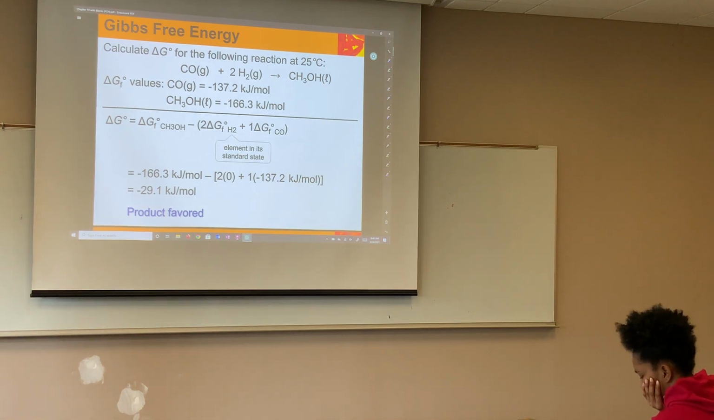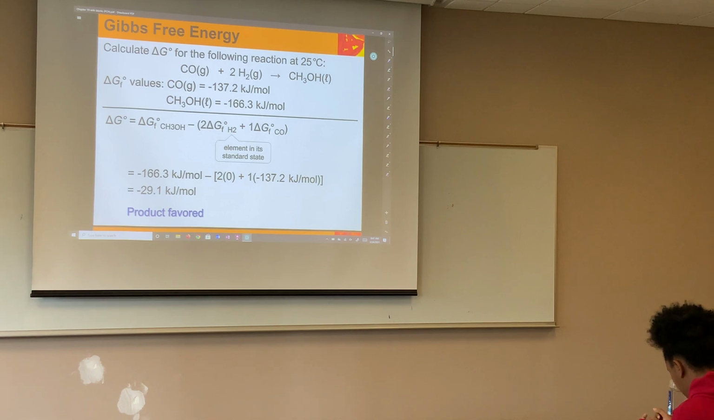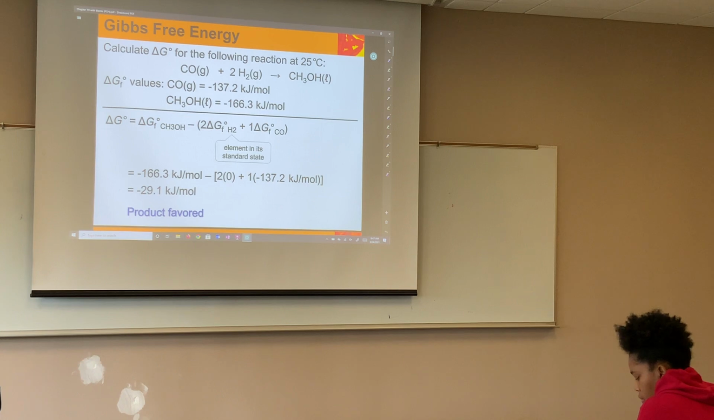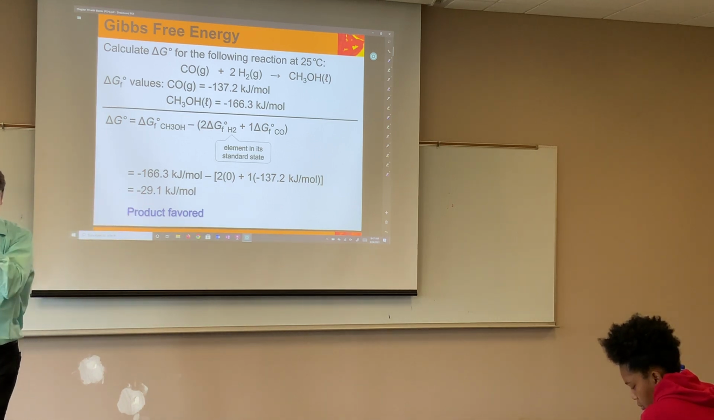So, typical question: calculate delta G for the following. Given an equation, you look up the delta G values, put everything together, okay? We see that hydrogen, H2, in its gaseous form, that's its elemental form, so its delta G value is going to be 0. We add it all up, and a negative delta G means it's a product-favored reaction.